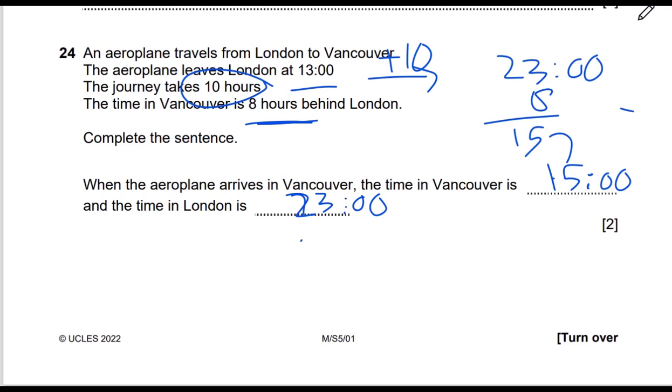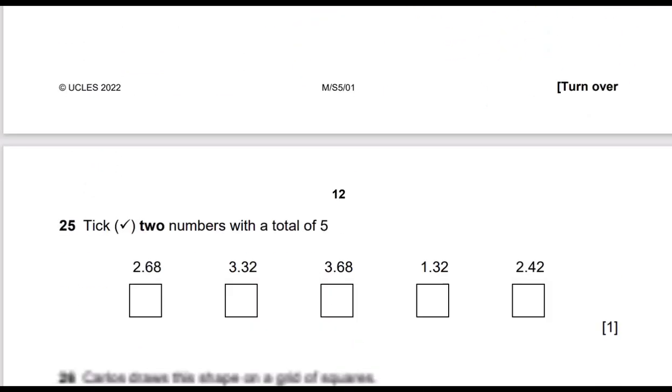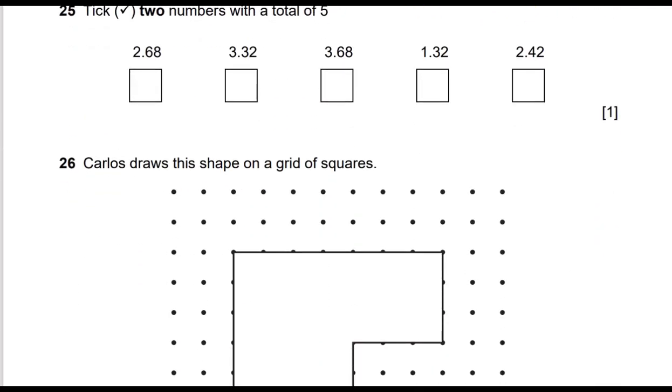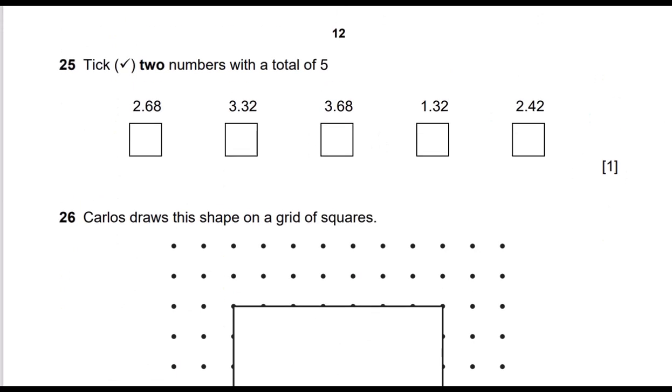Next, question 25. Take two numbers with a total of 5. So we have to choose the endings 8 and 2, a pair of 8 and 2. And 3 plus 1 is 4, so we're near that. We do it with mental math. Let's prove it though: 3.68 plus 1.32. 8 plus 2 is 10, write 0, carry 1. 9 plus 1, plus the carried 1, 3, 4, 5. So it's correct.